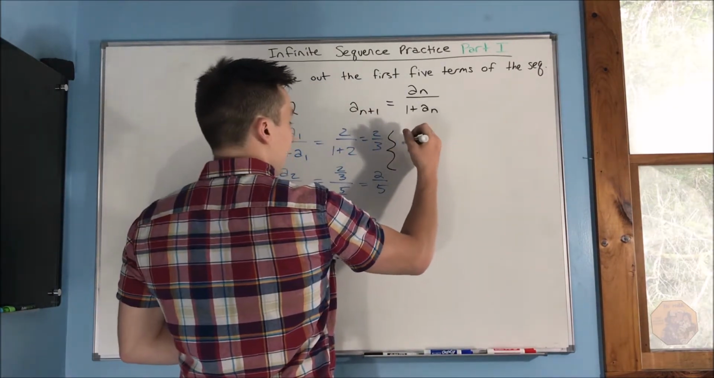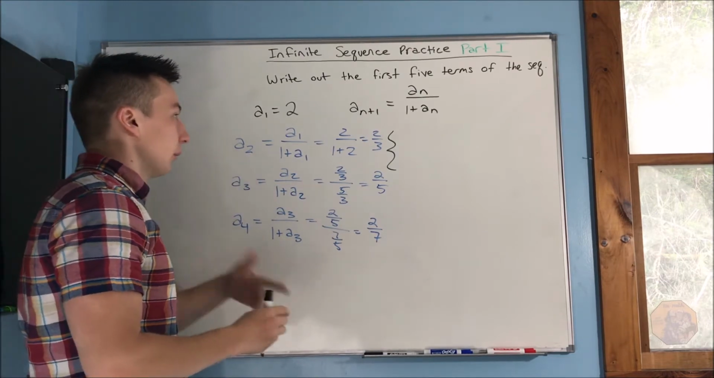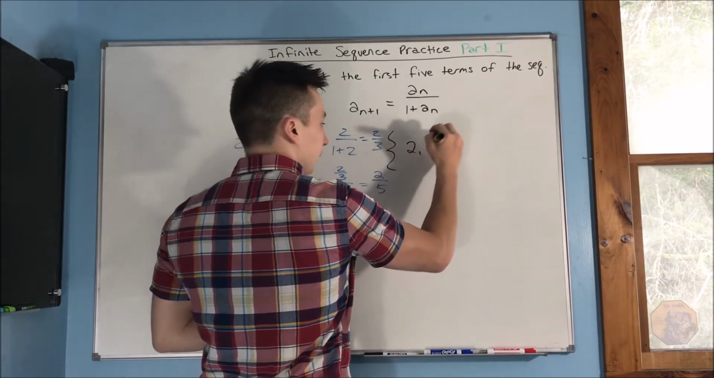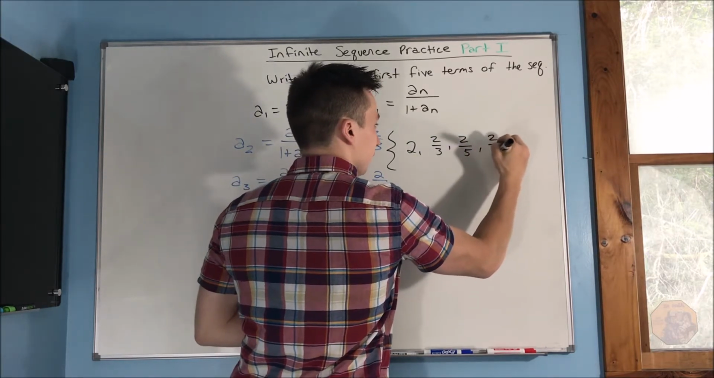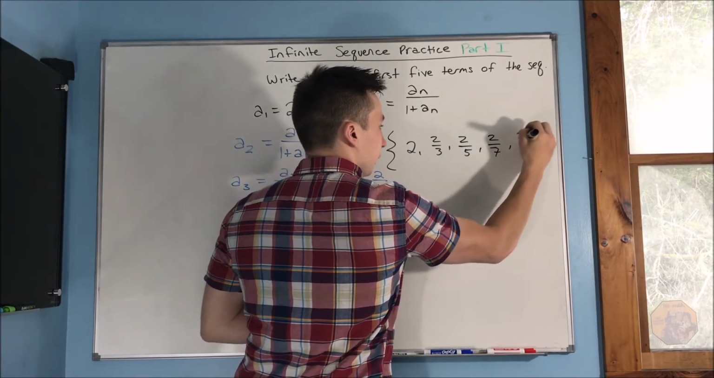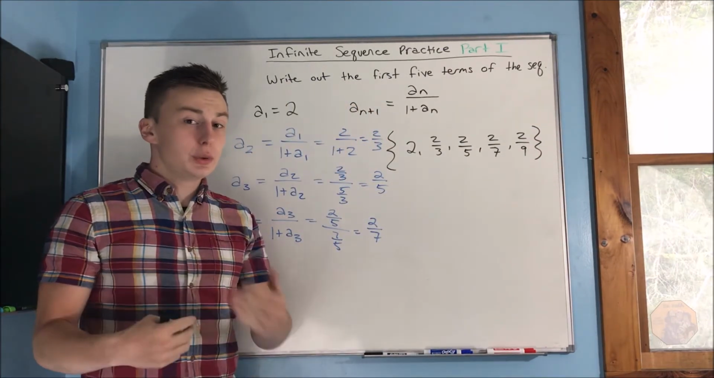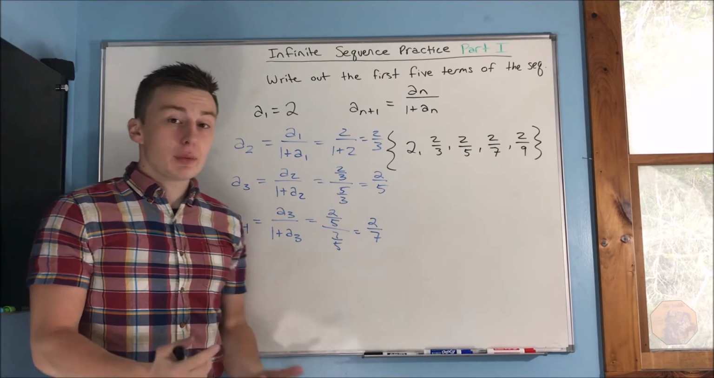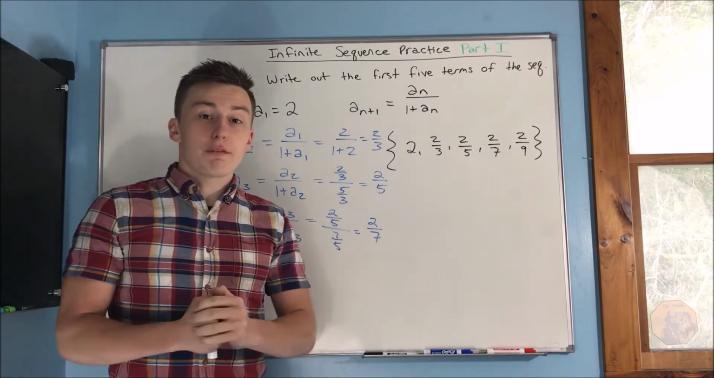So remember, our first term is 2. Don't start off with 2/3, because that's the second term. You get 2, comma, 2/3, comma, 2/5, comma, 2/7, and lastly 2/9. So if you weren't feeling too good on some of this notation that we're using, hopefully now it seems a little more clear. All right, and that's going to do it for this video.